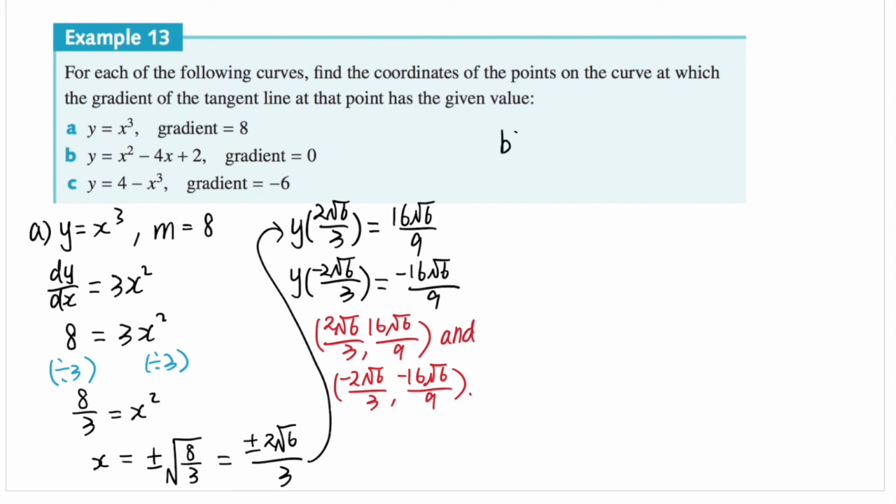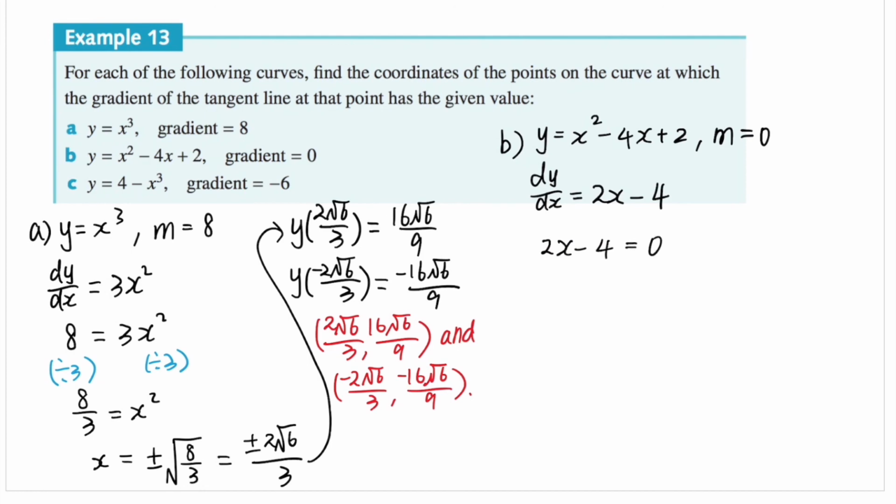So what about question B? We have y is equal to x squared minus 4x plus 2, and the gradient is equal to 0. Okay, let's find the derivative first. dy over dx is 2x to the power of 2 minus 1, which is 1, and minus 4. The constant term 2 is gone. And we know the gradient is equal to 0, so we set dy over dx to be 0. So 2x minus 4 is equal to 0, and we solve for x values.